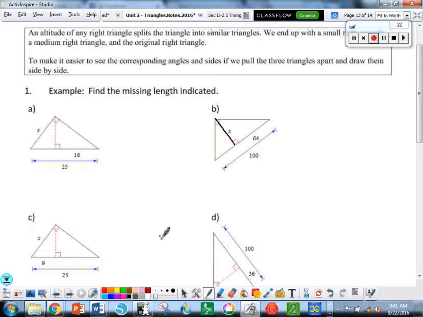How many triangles do you see right here? Anybody see more than 2? Anybody see 3? Is it true that you have a big right triangle, the whole thing, right? Then you have this middle right triangle, and then you have this baby right triangle?